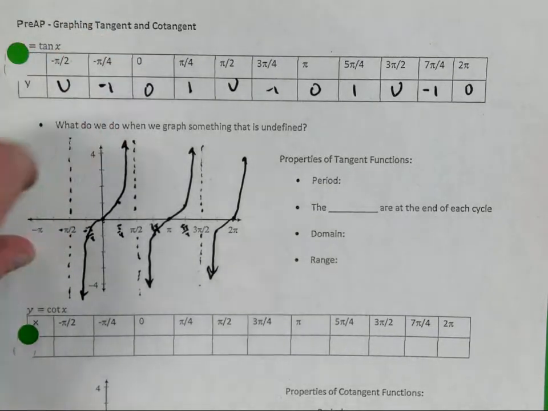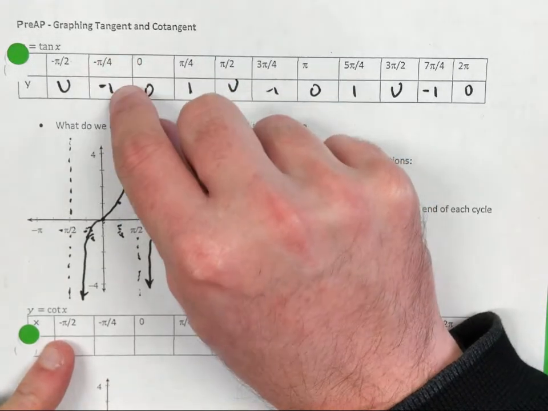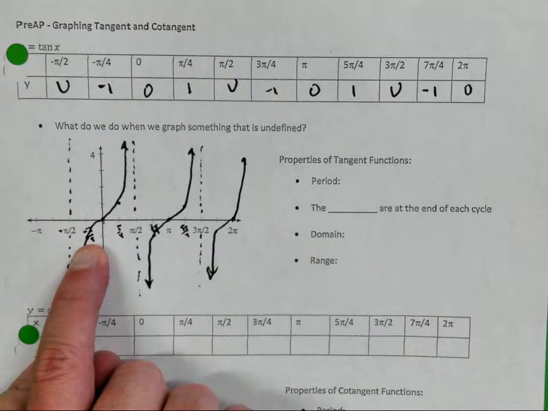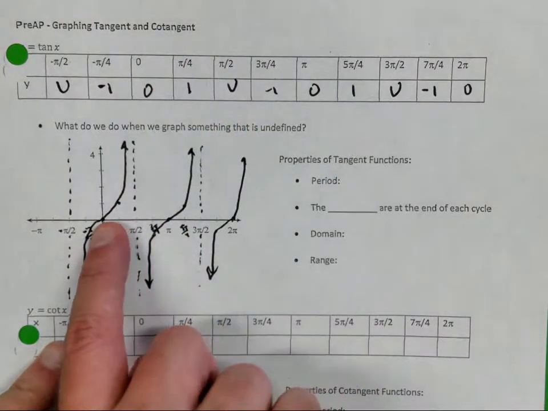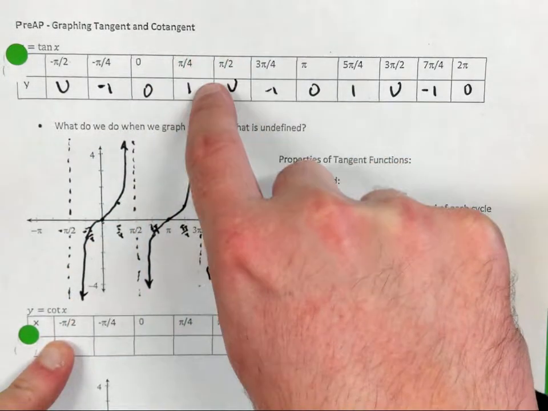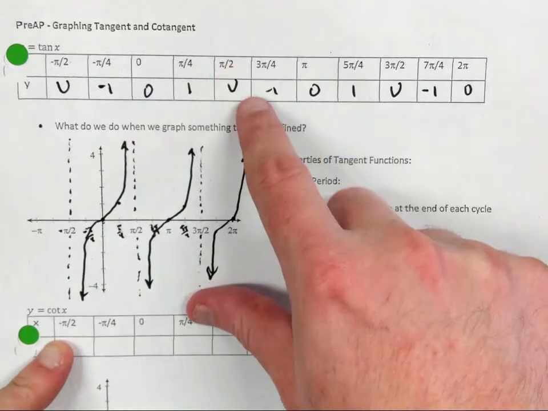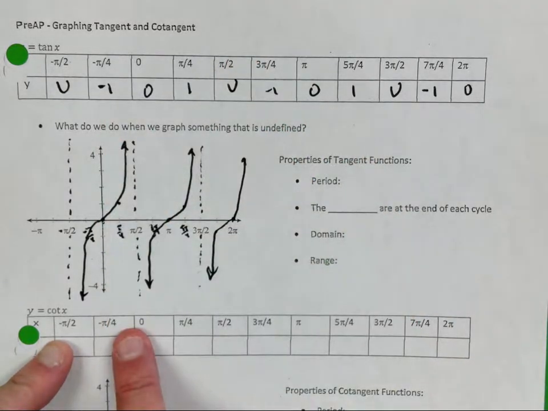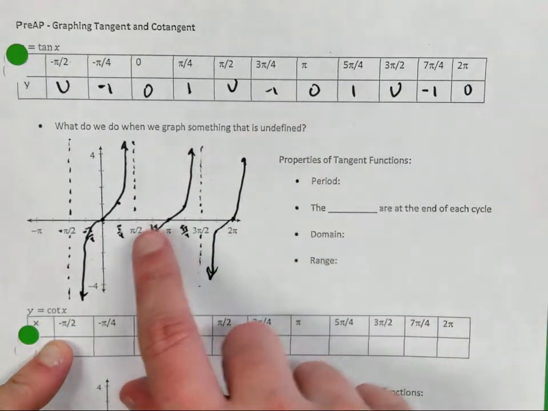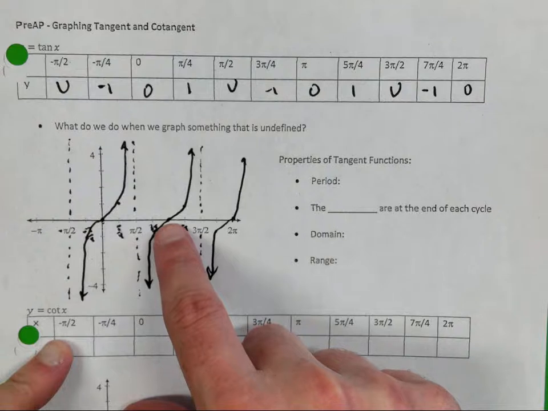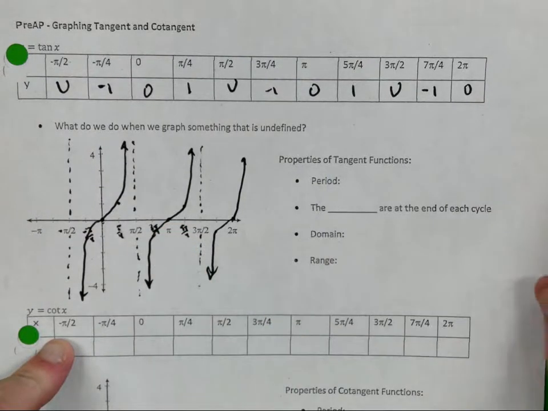Negative pi over 4 and negative 1. That's my x coordinate. That's my y. So I went to negative pi over 4 and went down 1 on my y coordinate. 0, 0. Plotted that. Pi over 4, 1. Pi over 4, up 1 unit. Pi over 2 was undefined, so there's an asymptote. 3 pi over 4 is right there. Come down to negative 1. Pi comma 0 is pi, 0. Does that make sense now? Yes, sir. Are we good? Okay.